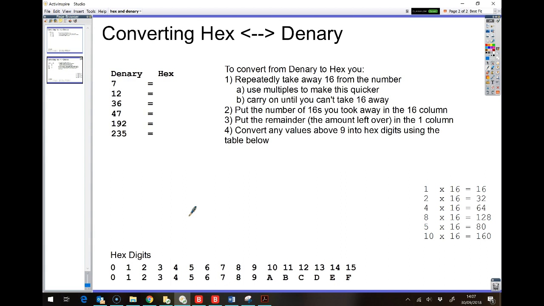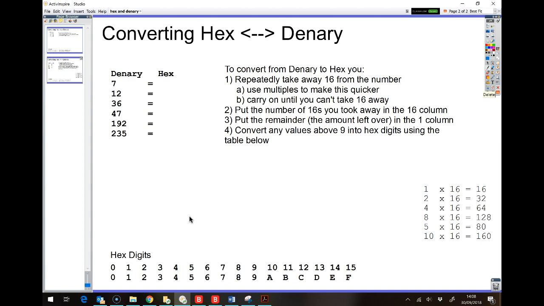So first of all, let's have a look at this example here for 7. If I have 7, I repeatedly take away 16. Well, I can't, so that's not a problem. I put the number of 16s I took away in the 16 column. Well, I couldn't take away any, so I'm putting 0 in the 16 column. And then I put the remainder amount, which is 7, in the 1 column. Job done. 0, 7.